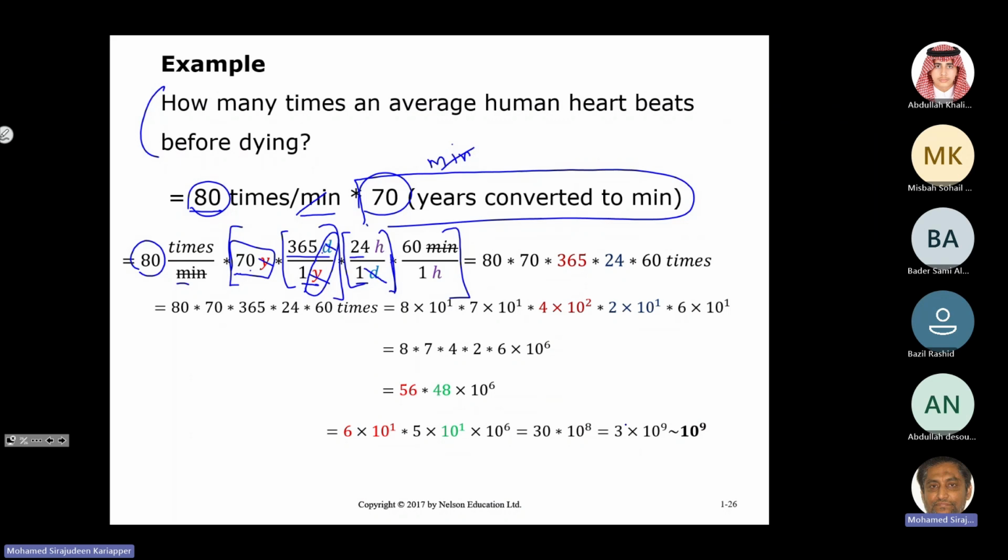Good. Hour is not good enough. I want it to be minutes. Now you know the conversion between hour and minute. 1 hour is 60 minutes. Hour is down. Hour will cancel with hour. That's it. So if you multiply 70 by 365, multiply by 24, multiply by 60, that will convert the 70 years into minutes. So this is the calculation you have to do to get the number of times the heart beats before it expires or before it dies.